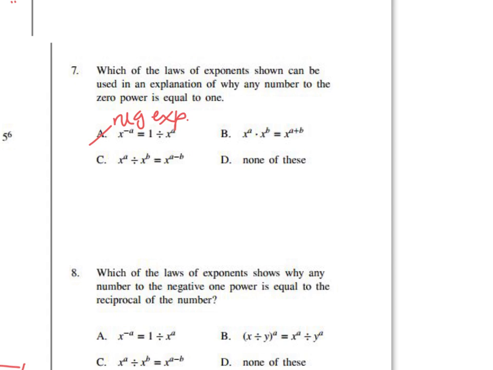B says x to the a times x to the b results in x to the a plus b. So that's when you're multiplying with the same base, right? So does B describe a 0 exponent? No. And then C is the same rule, but with dividing. So D, none of these. Kind of a trick question. None of those are describing that zero exponent rule, right?